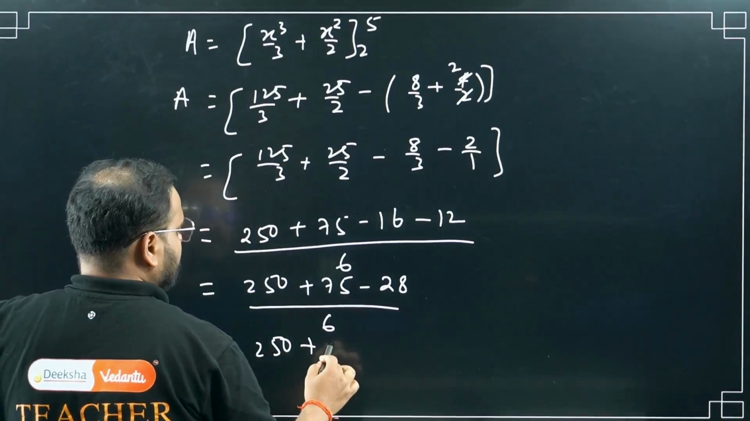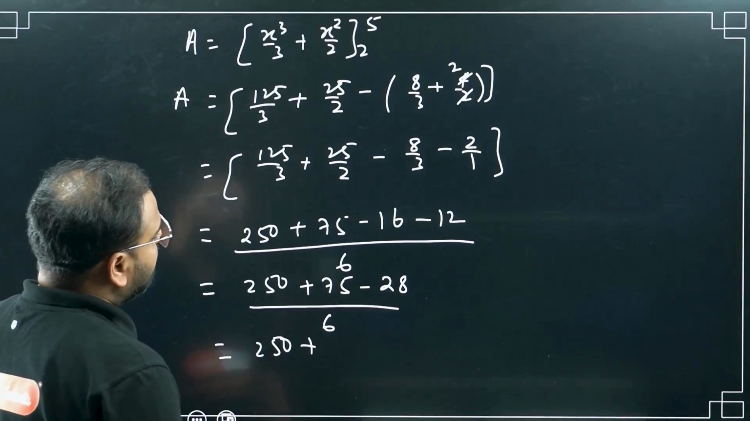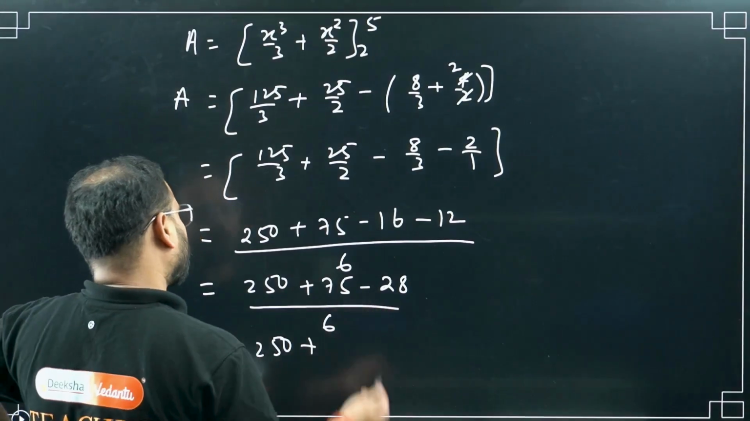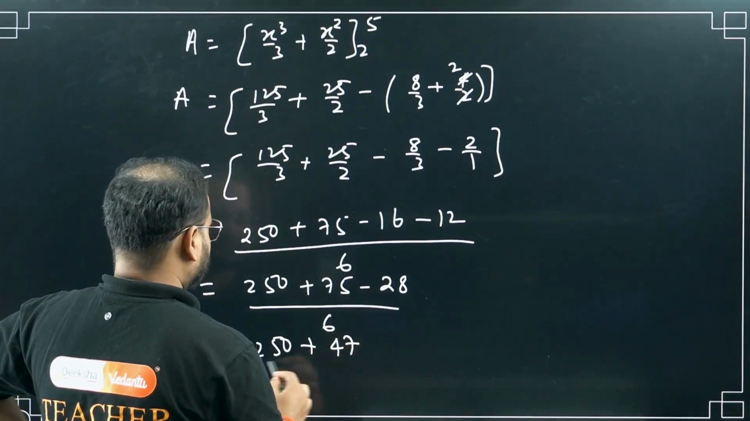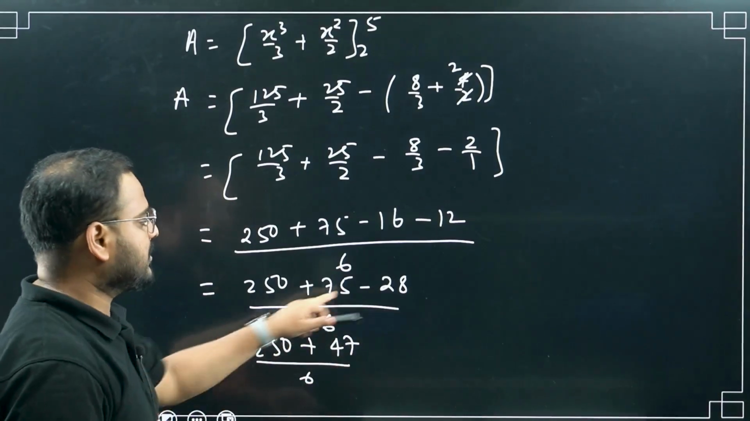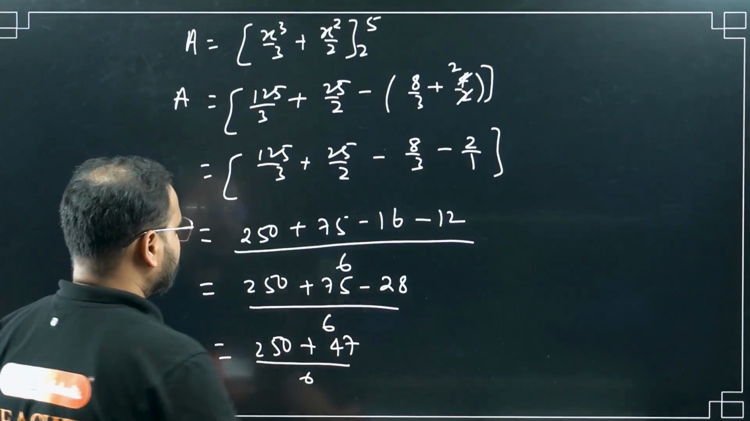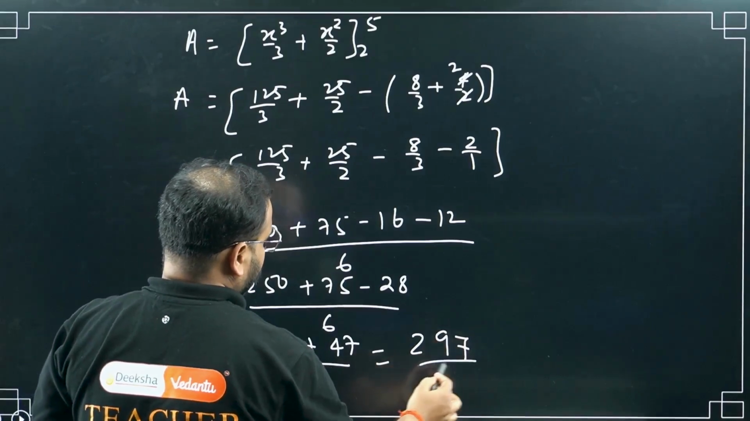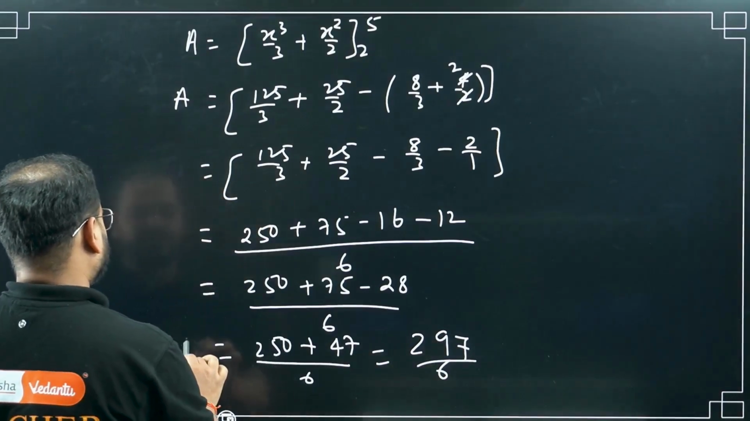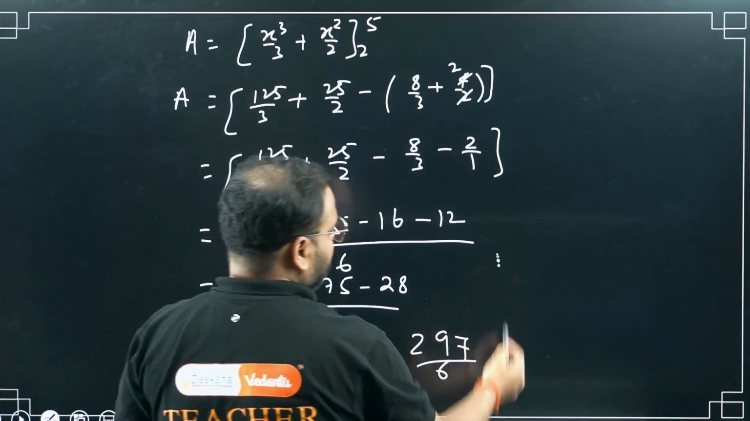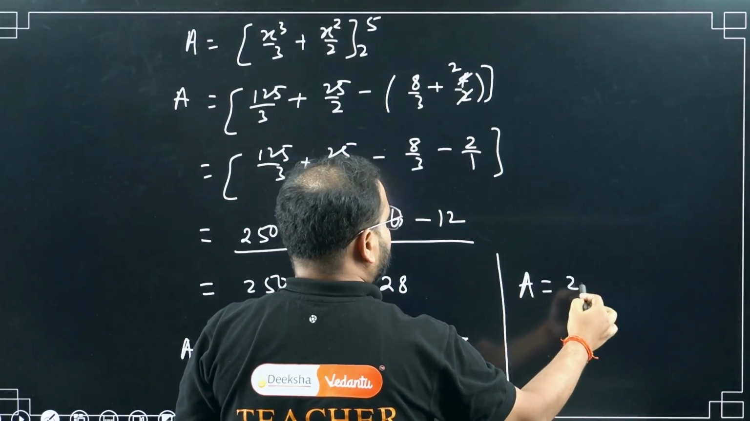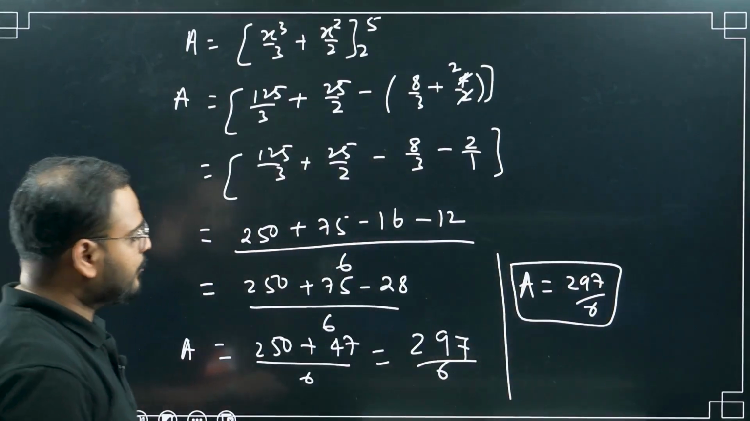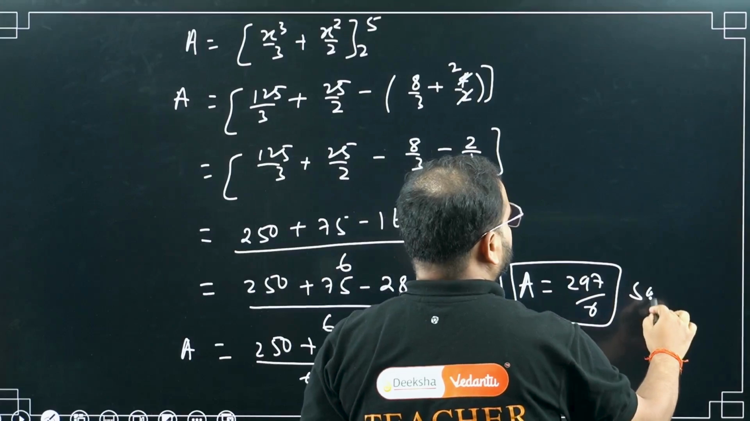250 plus how much is this? 75 minus 28 is how much? I think 47, because if it was 30 it would be 45, and 2 less means 2 more over here, which becomes 47. If you're not sure, do the subtraction: 75 minus 28 is 47. Add it: 297 by 6. This is my area, 297 by 6. What is the unit? We don't know, so write it as square units.